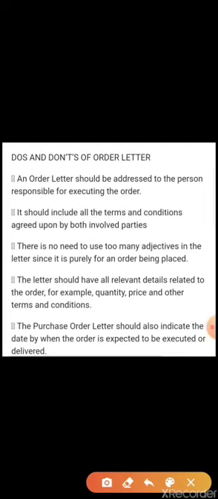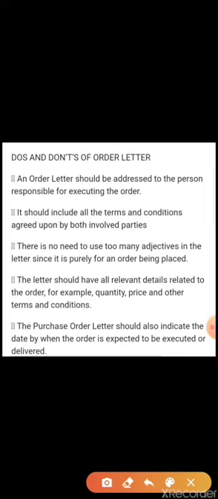Fourth point, the letter should have all relevant details related to the order. For example, quantity, price, and other terms and conditions. If you are placing an order, you must be clear in your head about what you want, what will be the quantity of your order. You cannot leave the person who will deliver the order in any kind of confusion.